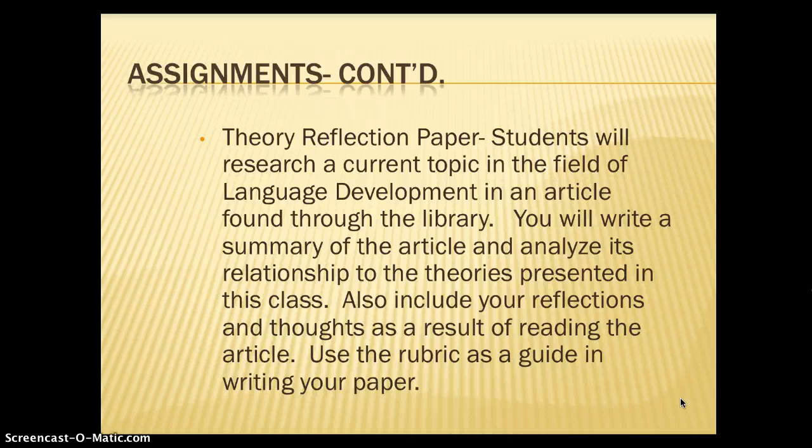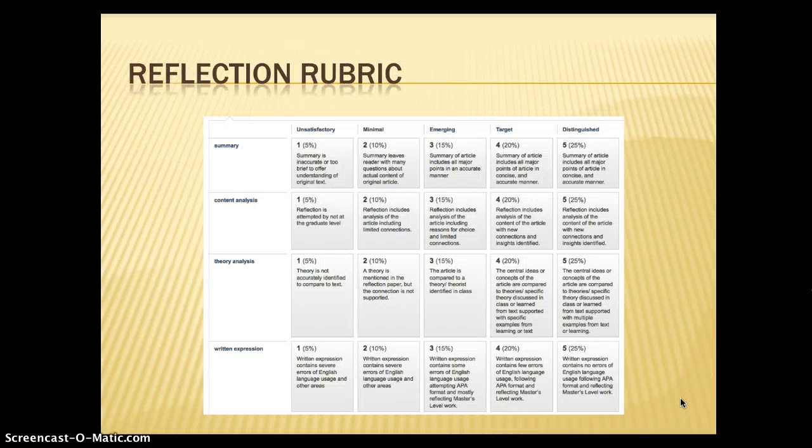Another assignment is the theory reflection paper. This assignment asks you to research a current topic in the field of language development by finding an article in the library. You'll write a summary of the article and analyze its relationship to the theories presented in this class. You'll also be including your reflections and thoughts as a result of reading the article. Again, you'll have a rubric to guide you. Now, this is not due until week 5 because you need to have done some reading in the course before you can choose an article that will be appropriate. And again, the rubric as to how you will be graded.